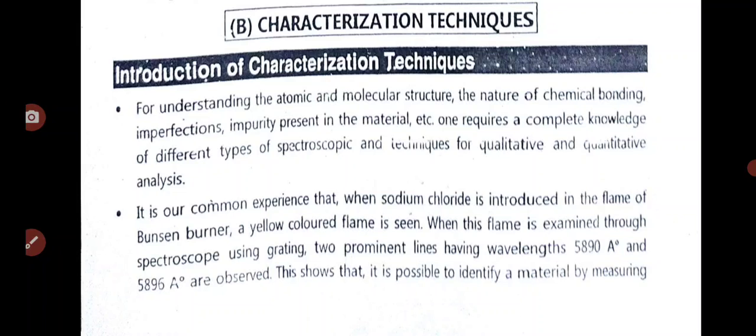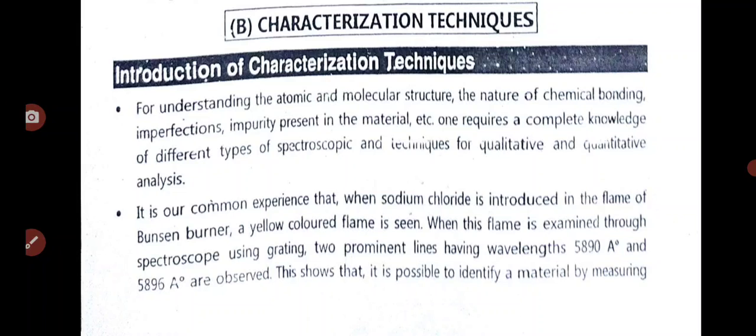So these are the different characterization techniques used to analyze the structure of molecules, atoms, or the crystal structure. For example, consider sodium chloride introduced into the flame of a Bunsen burner. A yellow flame is seen when it is examined through a spectroscope using a grating, and we have done this in the practical also.